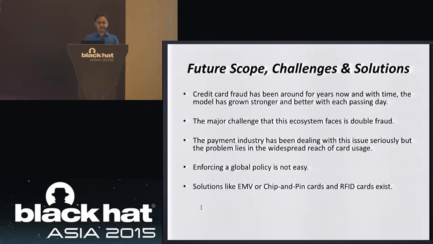So the major challenge that the fraud ecosystem faces is double fraud. By double fraud, I mean fraudsters conducting more and more fraud against fraudsters. Let's say I had 1,000 credit cards which I've already used and I know that they are not working. I'll just go ahead, set up a shop, and sell them cheap. Definitely the crimeware people, the fraudsters, will come to my shop and buy that. So I'm doing fraud with the fraudsters. That's what I just wrote as double fraud. That's the major challenge that this ecosystem faces.